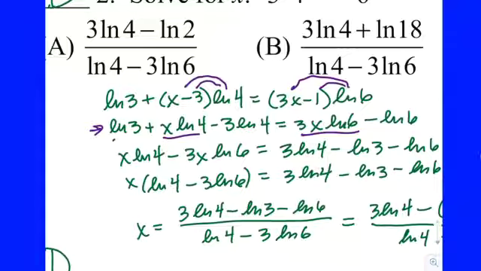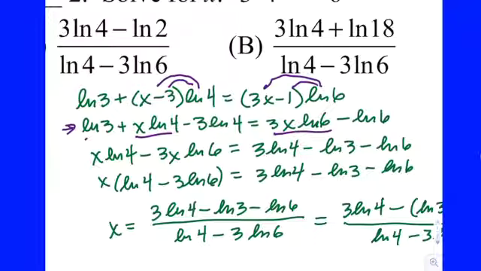So I moved the 3 natural log of 4 over first because it was negative, so now it's positive. The positive natural log of 3 comes across, and now it's negative. And of course, they're joined over there by negative natural log of 6. All right, so that takes us to this line.